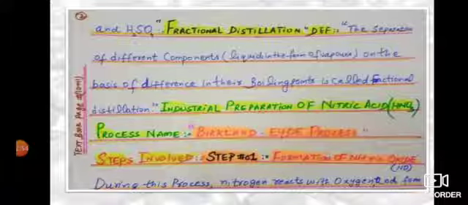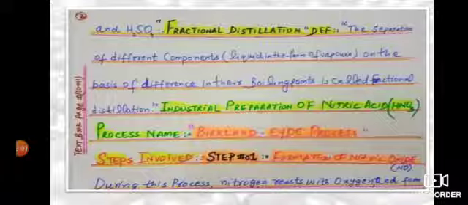Fractional distillation is the process of separation of different liquid components, in the form of vapors, on the basis of difference in their boiling points. We separate the different components of air on the basis of difference in their boiling points. The component with the lower boiling point will be separated first. It will evaporate first, we will collect it in the form of vapors, and then we will condense it and use it in liquid form. The other component, which has a higher boiling point, will be separated later.